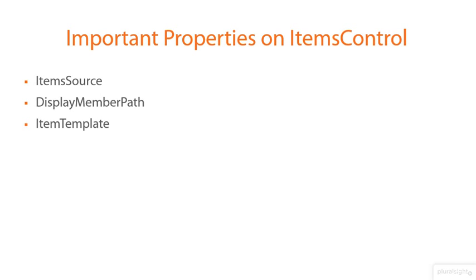We will also be discussing the next one in a couple of slides, and that is the item template. Basically, the item template allows us to define a block of XAML to visualize an item in a list. So we are overriding the default, which is just using a text block. Finally, the items panel is the container for the items in the items control.